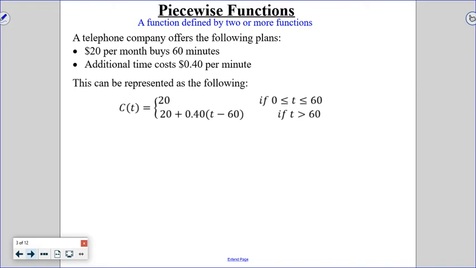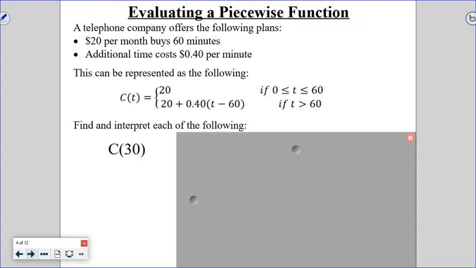This same function is going to show up on the next page. So those of you that are still writing, there it still is. Okay. Now, how do we evaluate a piecewise function? First of all, remember that our function is of the format c of t, where t is our variable. So this is c of t. In this case, our t is 30.